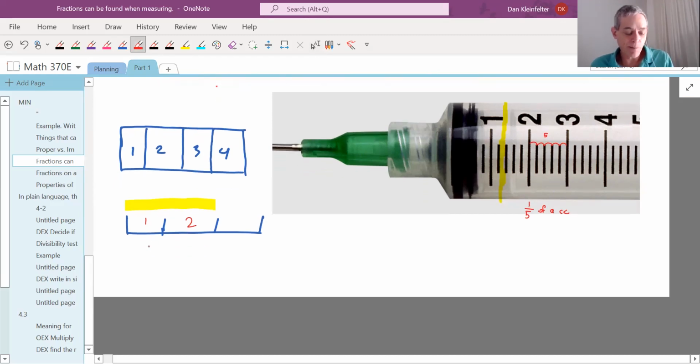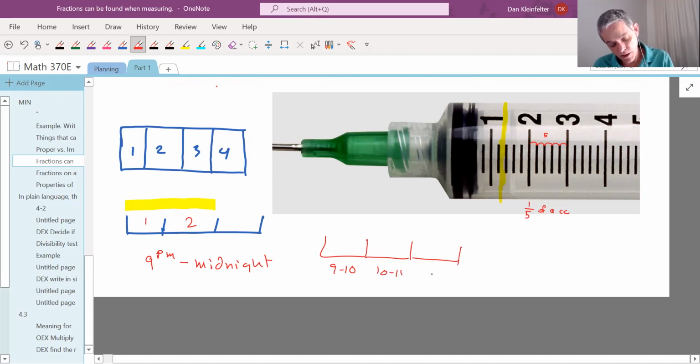Here's another example. Let's say that you are going to watch a movie and you're going to watch it from 9 p.m. to midnight. How long is the movie? Well, from 9 to 10 is 1 hour. And then from 10 to 11 is another hour. And then from 11 to 12 is the third hour, so it's 3 hours.